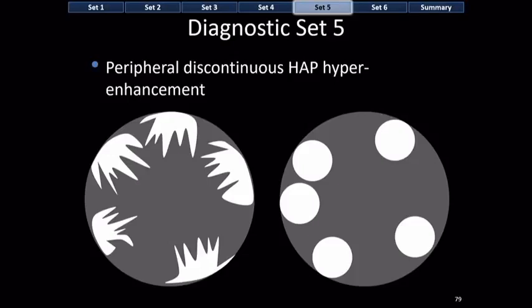So what's the differential for this? I think all of us in the room, even I think, well, no, I should say even Dr. Clausen, including Dr.